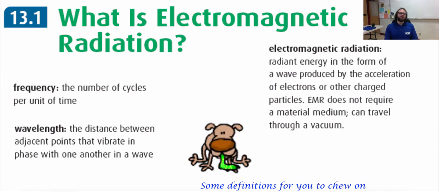And another definition you need to copy down is electromagnetic radiation. Electromagnetic radiation is radiant energy in the form of a wave that is produced by accelerated electrons or other charged particles. Electromagnetic radiation does not require material or a medium. It can travel through a vacuum. So that's a key thing. Very different than sound, which cannot. Electromagnetic radiation can actually travel through a vacuum.